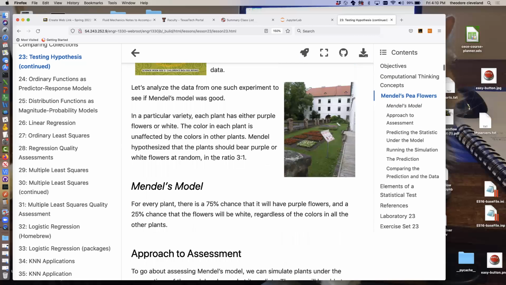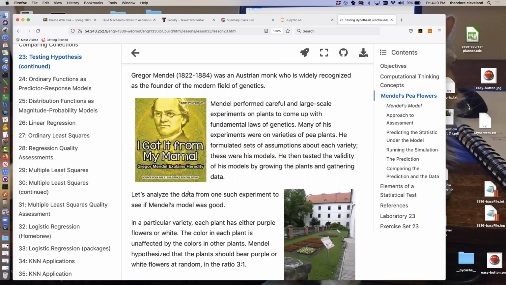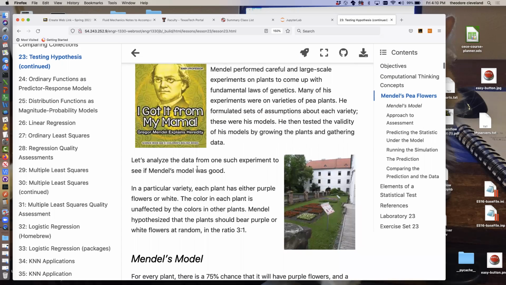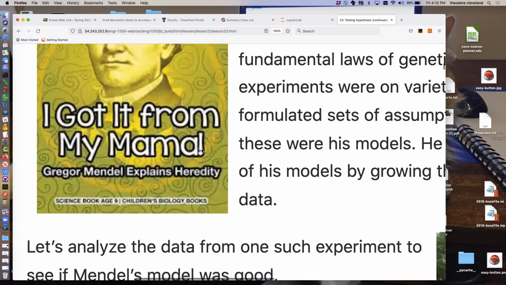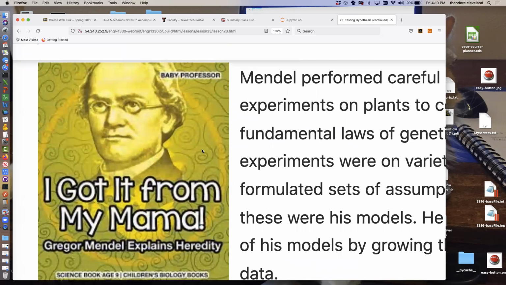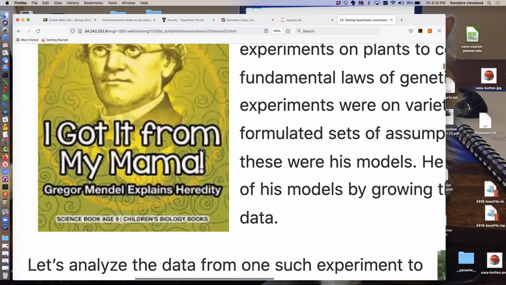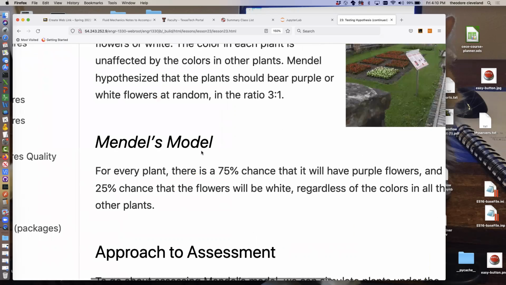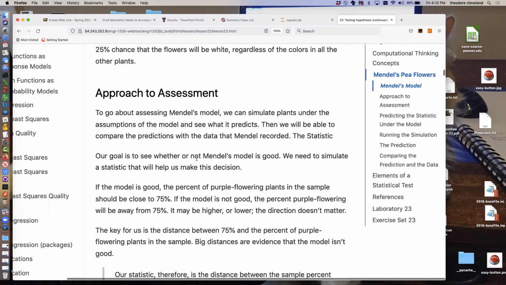If you're interested, you can read more about Mendel in his autobiography called I Got It From My Mama. I also don't think he really wrote it, but once you get to graduate school, you can actually read real materials, not this crap.